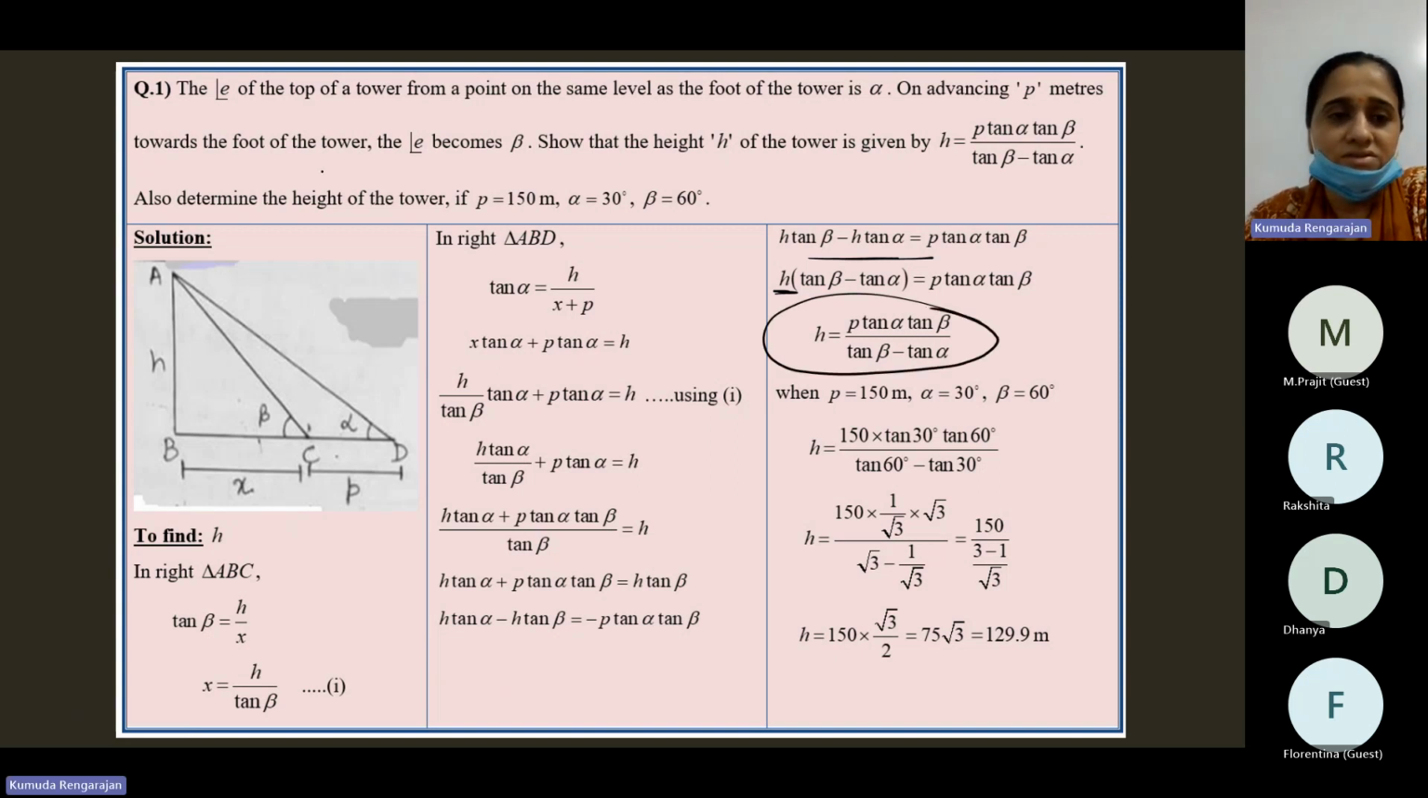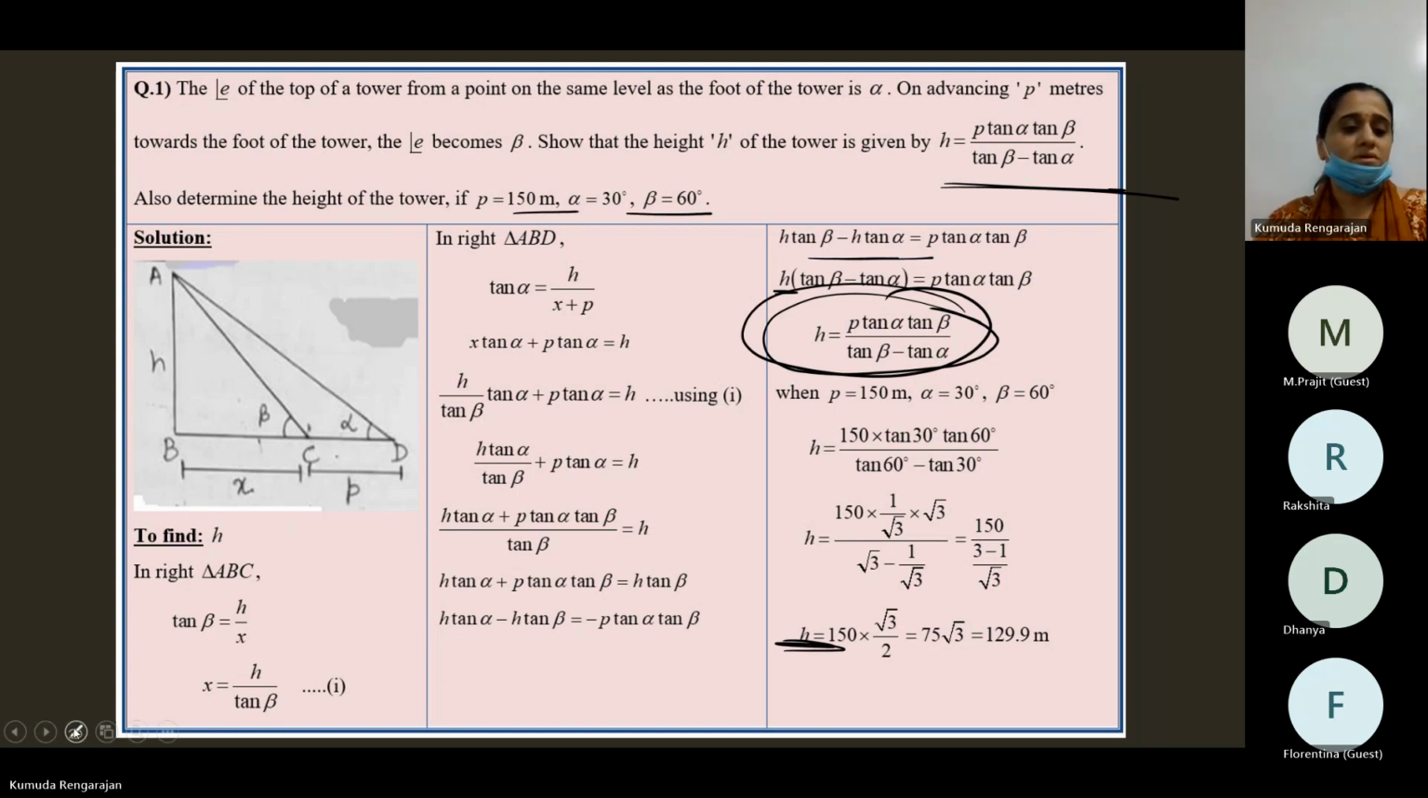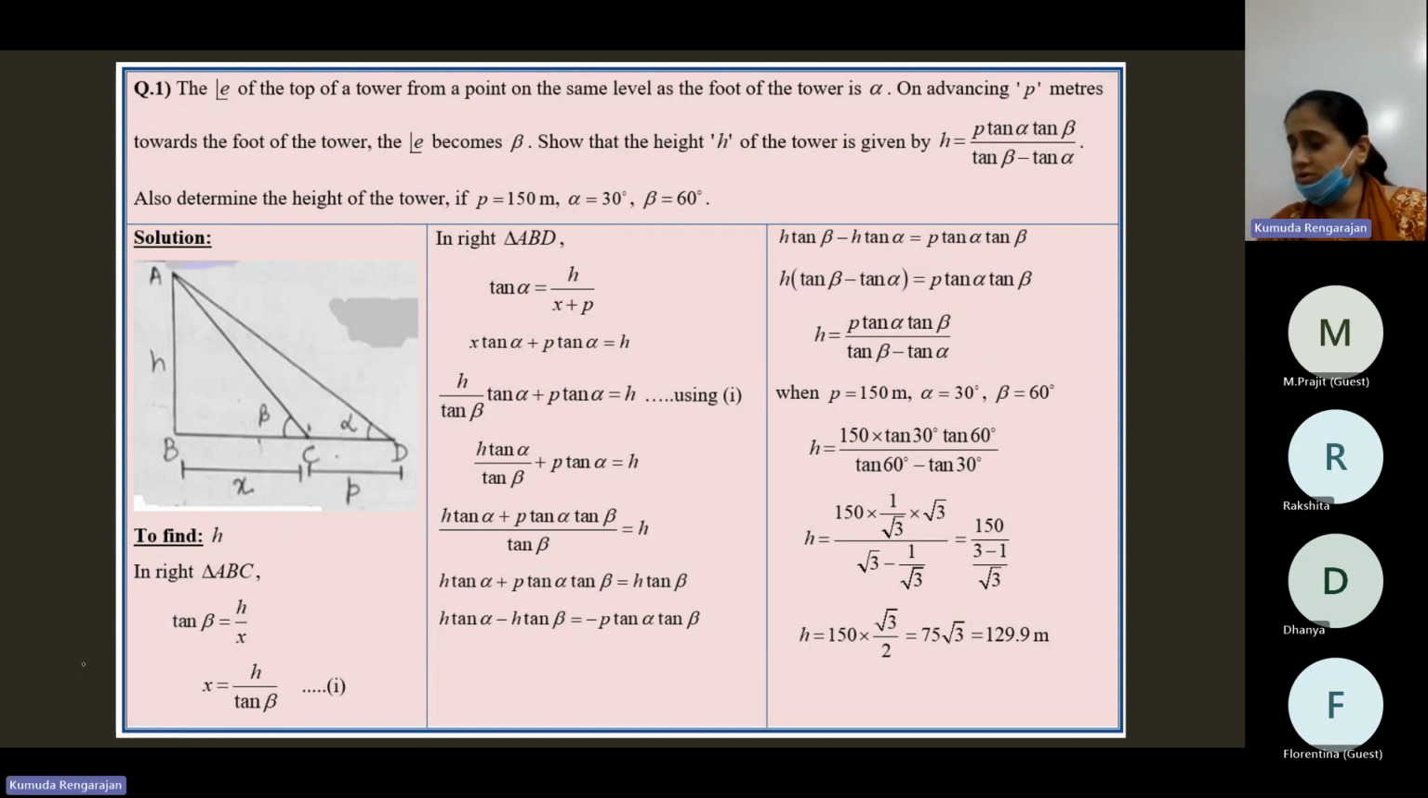So we proved this result. Now substitute these values in this result and find the value of h. Is it better now, Florentina? Yes, ma'am. It's clear, ma'am. Very good.